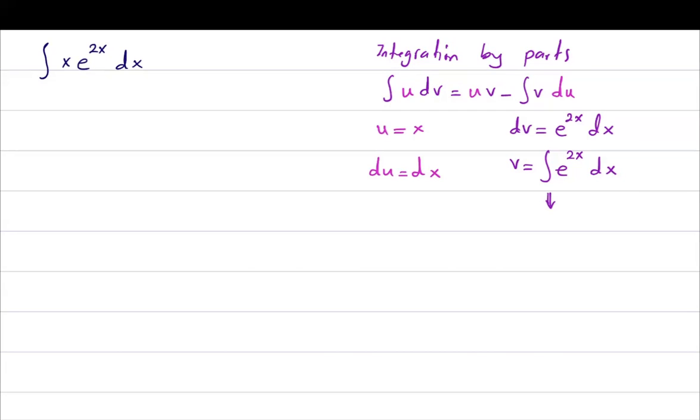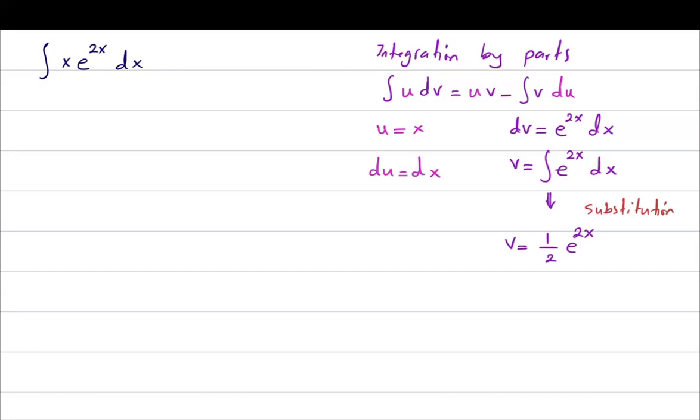But this integral should be very easy because we just use u substitution. By substitution, v is equal to 1/2 e to power 2x. So we have all the missing information.